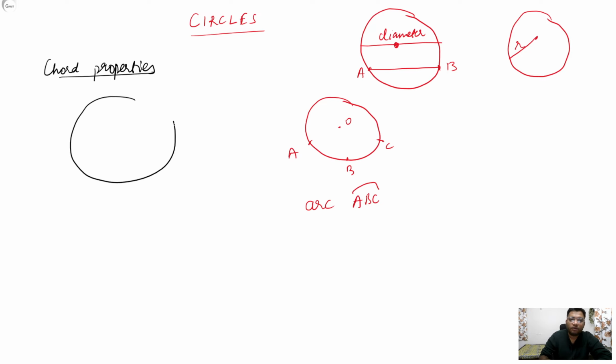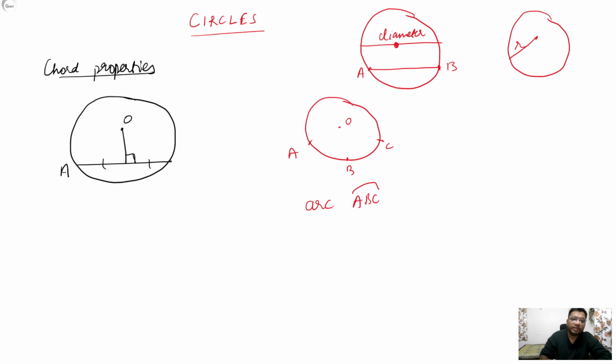So we have a chord and we drop a perpendicular on it from the center. So it divides the chord into two equal halves. Okay. So this is the diagram of the theorem. What would be the diagram of a question? We'll talk about this, but let me explain the theorem first.